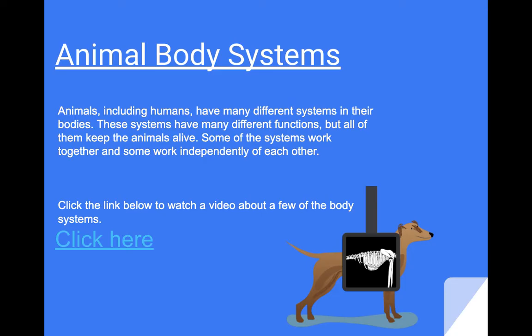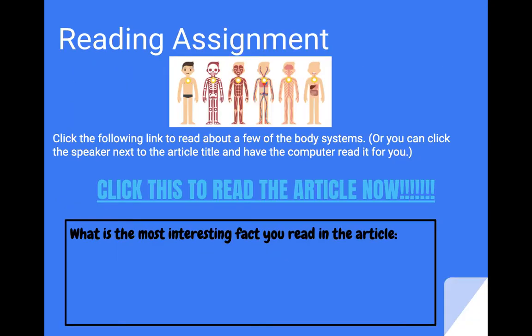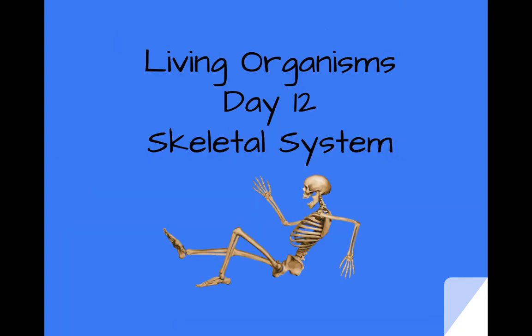All animals, including humans, have many different systems in their bodies. These systems have many different functions, but all of them keep the animal alive. Some of the systems work together and some work independently of each other. So some of these slides I'm going to skip through because I'm not focusing on the questions. I'm focusing on the information here. So let's talk about the first system.